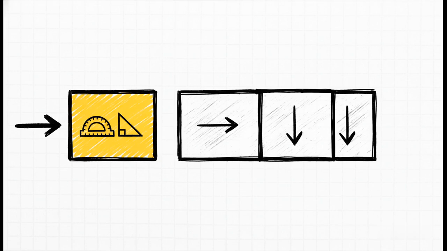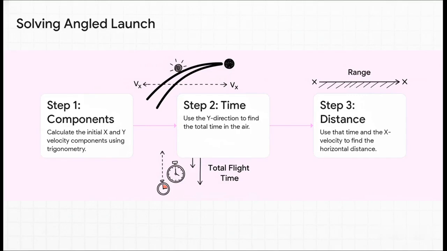You treat the horizontal stuff separately from the vertical stuff, just like we did with that rock. The core method doesn't change a bit. So you can really boil this whole thing down to a simple 3-step recipe. Step 1, use your trig to split that initial angle velocity into its clean x and y components. Step 2, use only the y direction stuff to figure out the total time the object's in the air. And finally, step 3, take that time, pop it over to the x direction, and use it with your constant horizontal speed to find out how far it went.